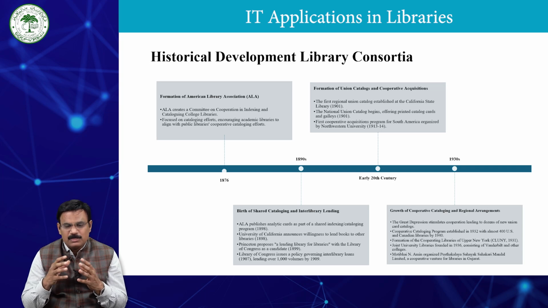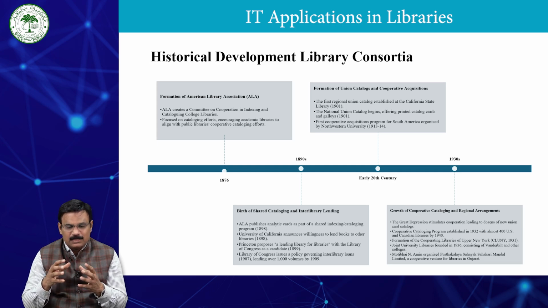In the early 20th century, we witnessed the formation of union catalogs and cooperative acquisition. The first regional union catalog was established at the California State Library in 1901. The National Union Catalog begins offering printed catalog cards and galleys in 1901. And the first cooperative acquisitions program for South America was organized by Northwestern University during the period 1913 to 1914.